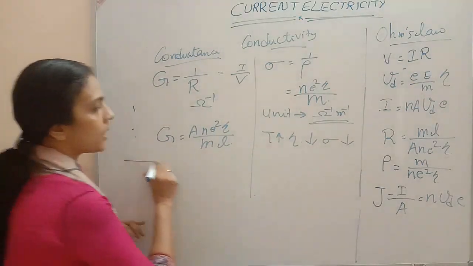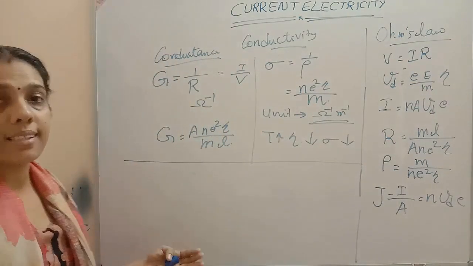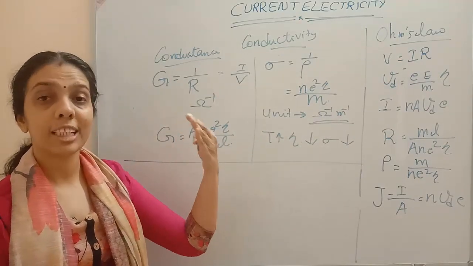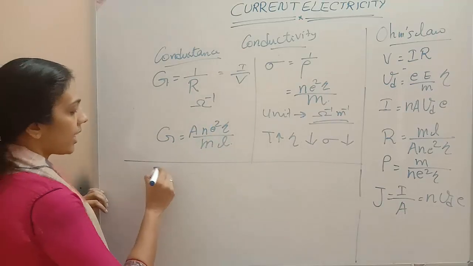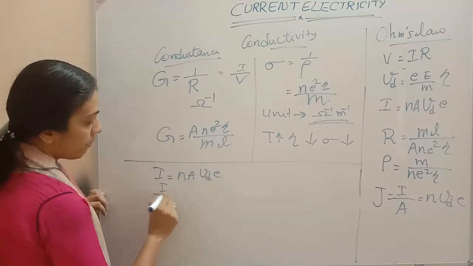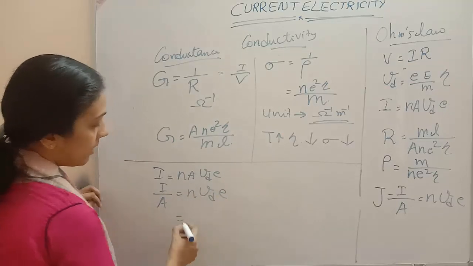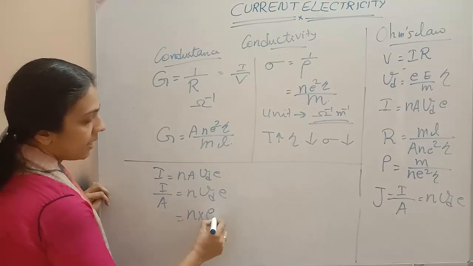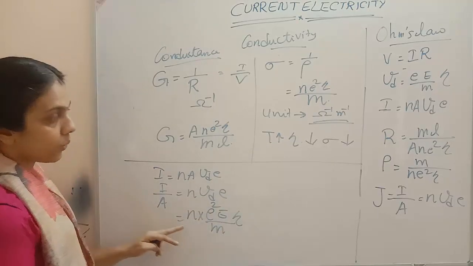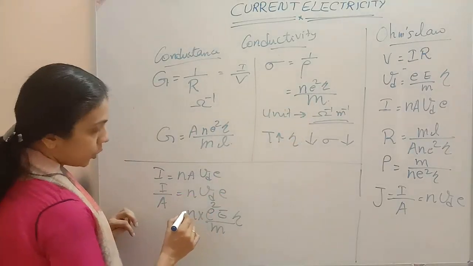Now how can we represent Ohm's law in terms of J and sigma? The microscopic form of Ohm's law. We know that I is equal to N A Vd e. So I by A equals N Vd e. Then this Vd we can represent as e E tau by m, into e. So it is N e square tau E by m. What is this, N e square tau by m?